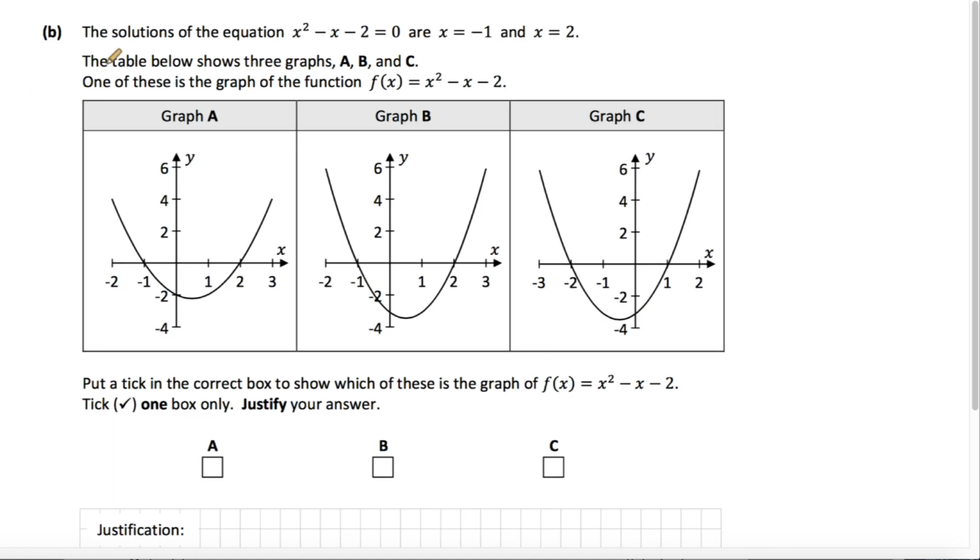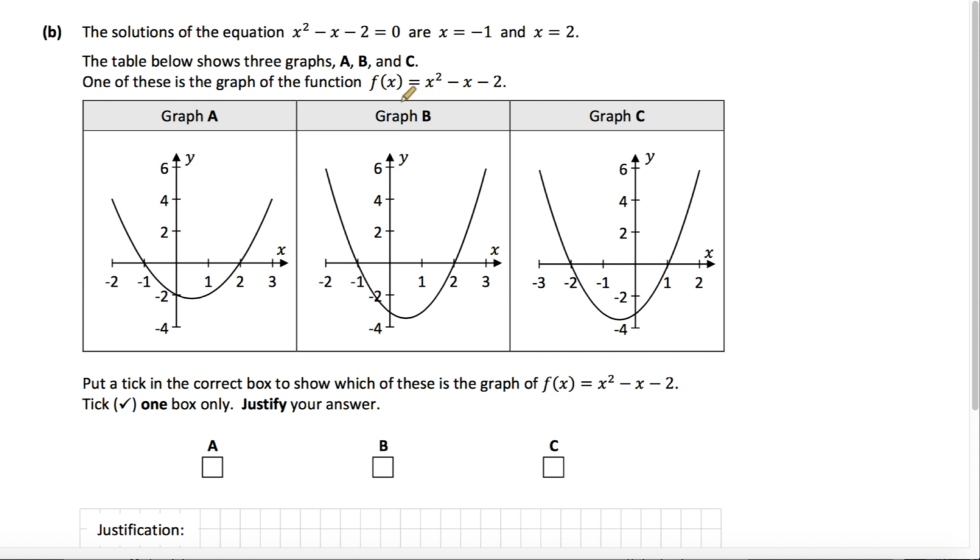Part B then. The solutions of the equation x squared minus x minus 2 equals 0 are x equals negative 1 and x equals 2. The table below shows 3 graphs, A, B, and C. One of these graphs is the graph of the function f of x equals x squared minus x minus 2. Okay, so we have the 3 graphs here, and what we're asked to do is put a tick in the correct box to justify which of these is the graph of f of x equals x squared minus x minus 2. Tick one box only and justify your answer.